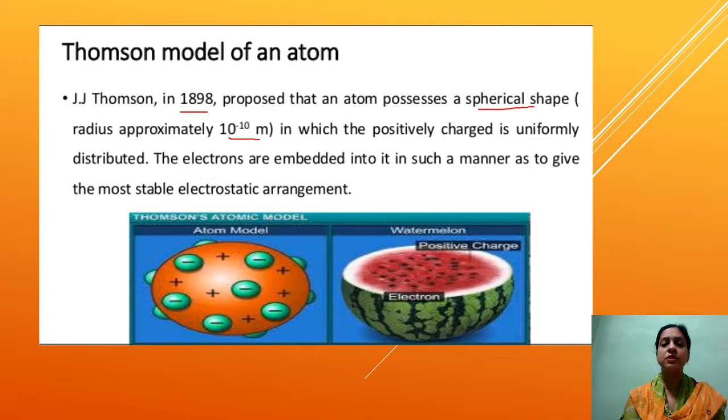He compared his model with a watermelon, in which the positive charge is like the red part of the watermelon, whereas the electrons he compared to the black seeds which are present in this red portion. So the electrons are distributed and embedded in the atomic model in such a manner as to give the most stable electrostatic arrangement. Okay beta.